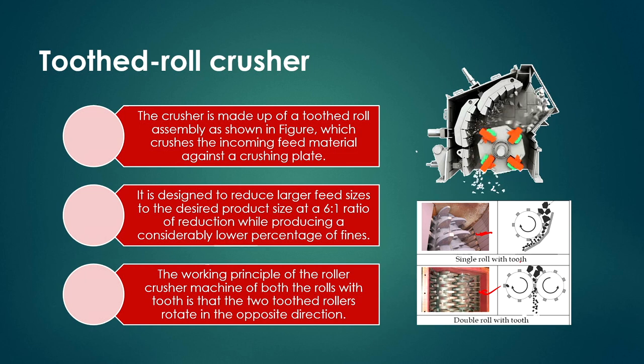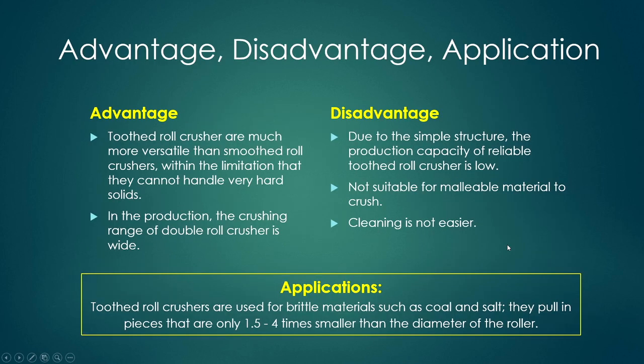The working principle of the roll crusher with both rolls having teeth is that the two tooth rollers rotate in opposite directions, and this gives an impact on the solid particles, based on which the particles reduce in size. It also has some advantages and disadvantages. The tooth roll crusher has the advantage that it is more versatile than smooth roll crushers, within the limitation that it cannot handle very hard solids, whereas the disadvantages are due to the simple structure.